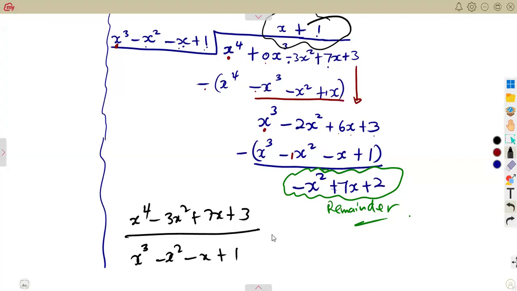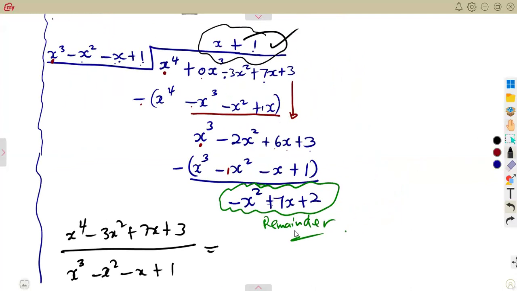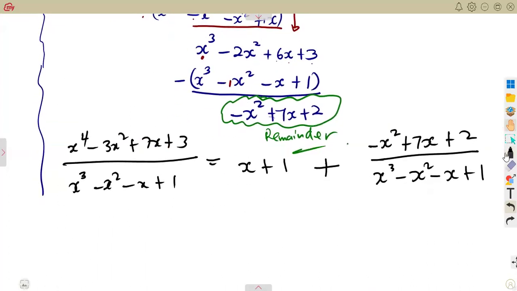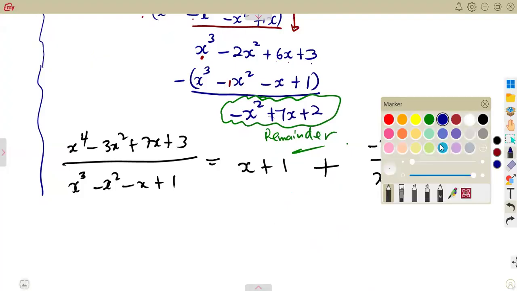So this was our question, remember? So this is equal to, you divided and you got the exact term, which is x plus 1, plus the remainder, which is this remainder that you got. So you're going to add the remainder. So our remainder is what? Our remainder is minus x squared plus 7x plus 2 over what was dividing. You were dividing by what? X cubed minus x squared minus x plus 1. So this is what we are going to deal with in our partial fractions now.